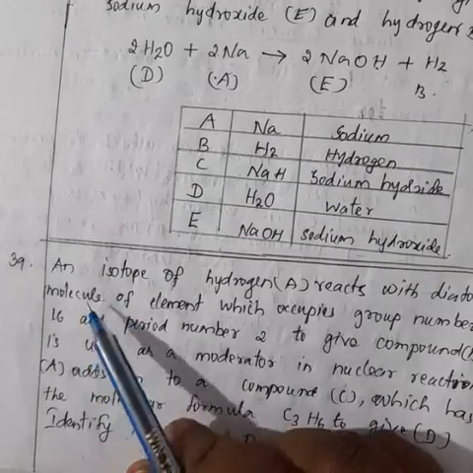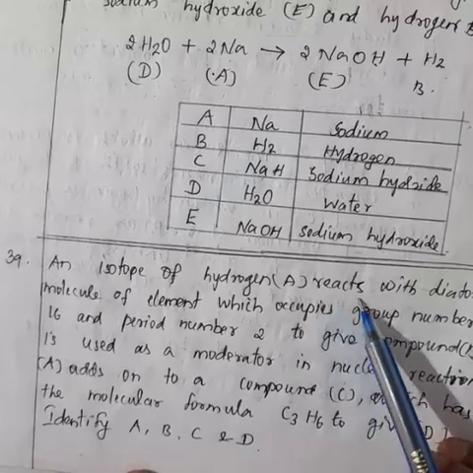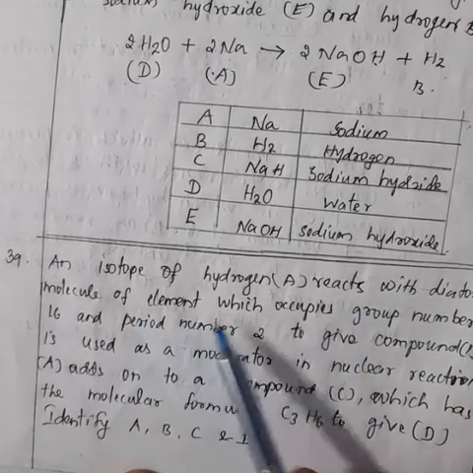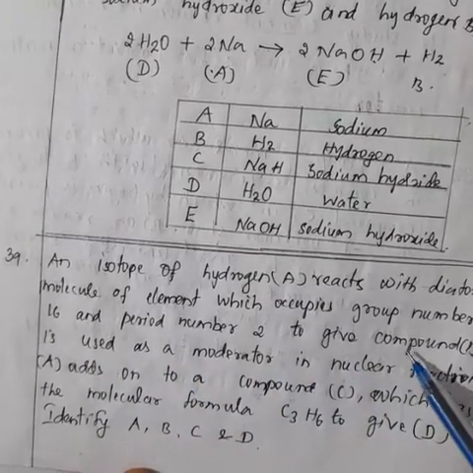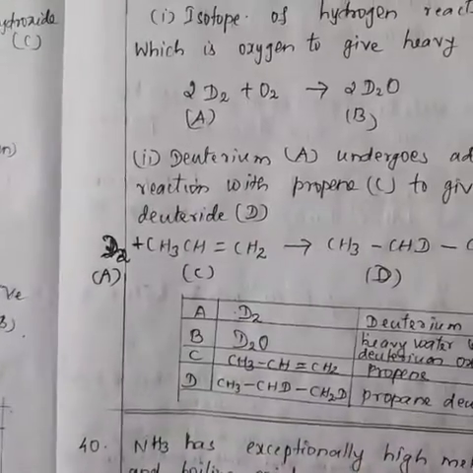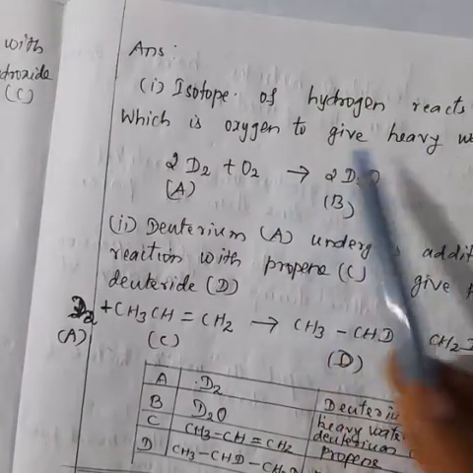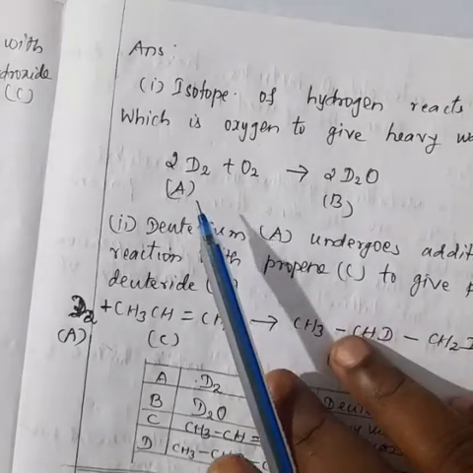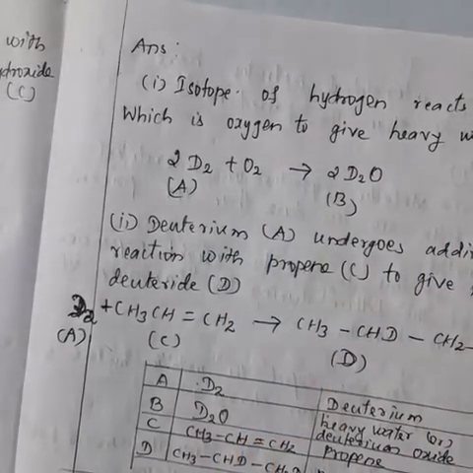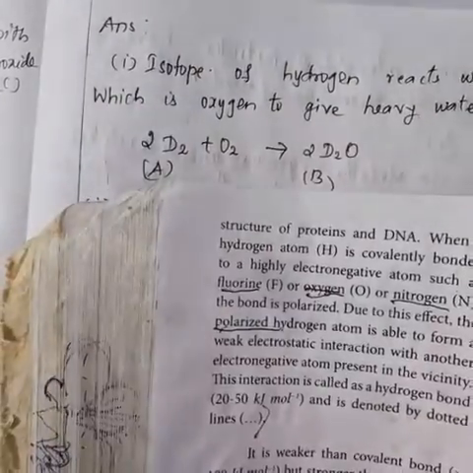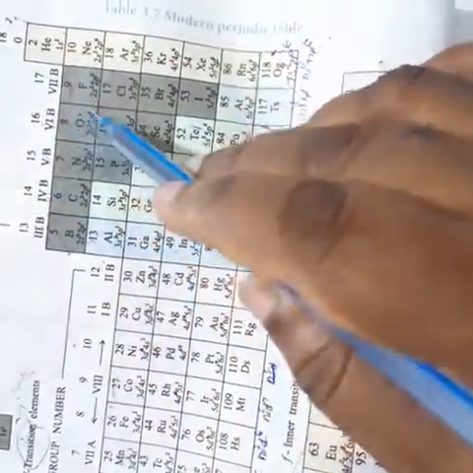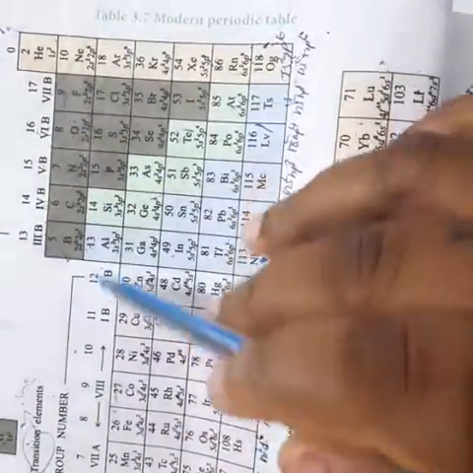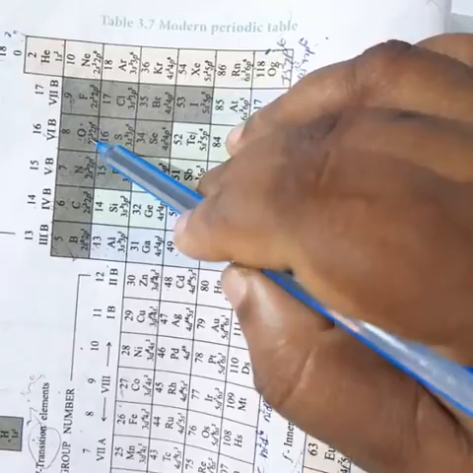Question number 39. An isotope of hydrogen A reacts with diatomic molecule of element which occupies group number 16 and period number 2 to give compound B. Here, isotope of hydrogen A reacts with diatomic molecule of element which occupies group number 16, period number 2. Which element? Here listen, page number 70, for having the periodic table. Second period, 16 group, which element is present here? Oxygen.